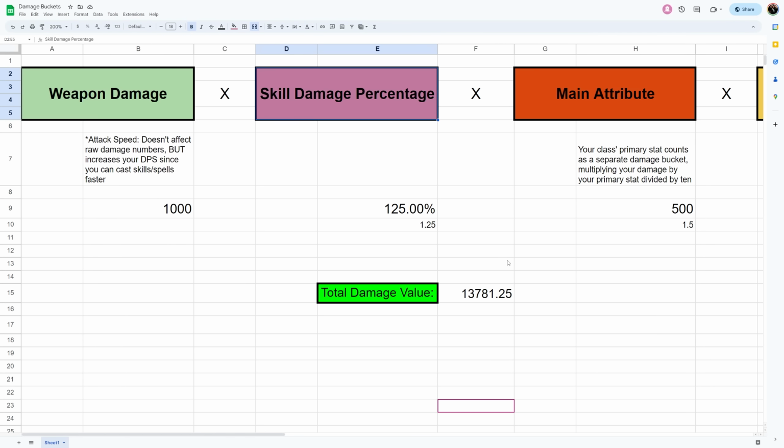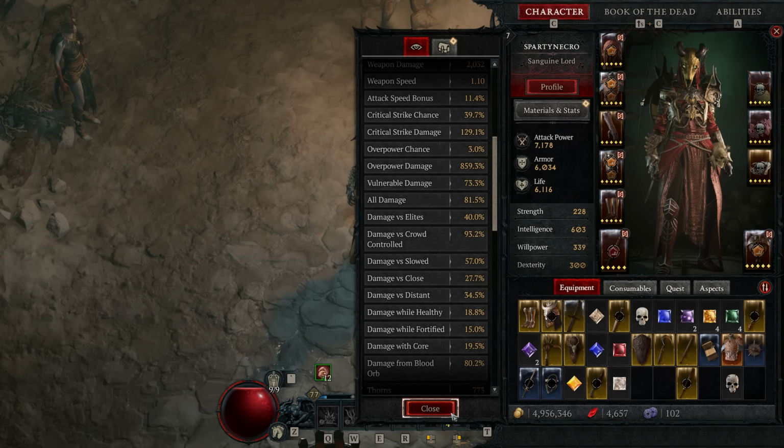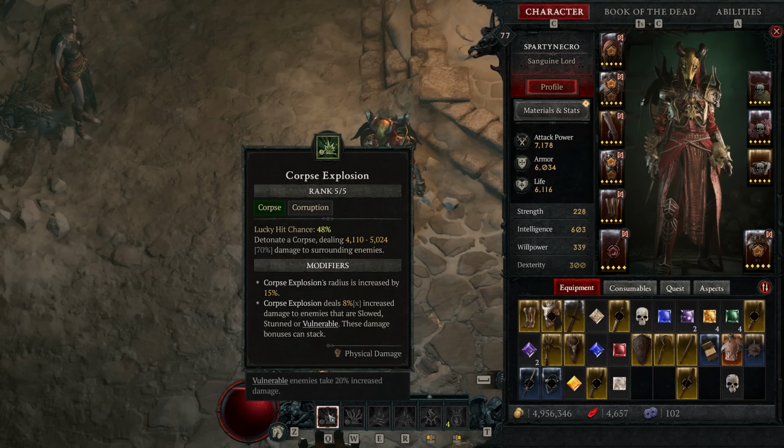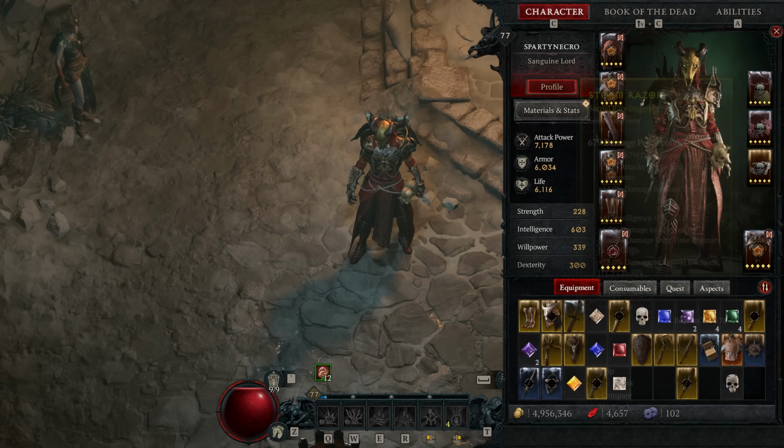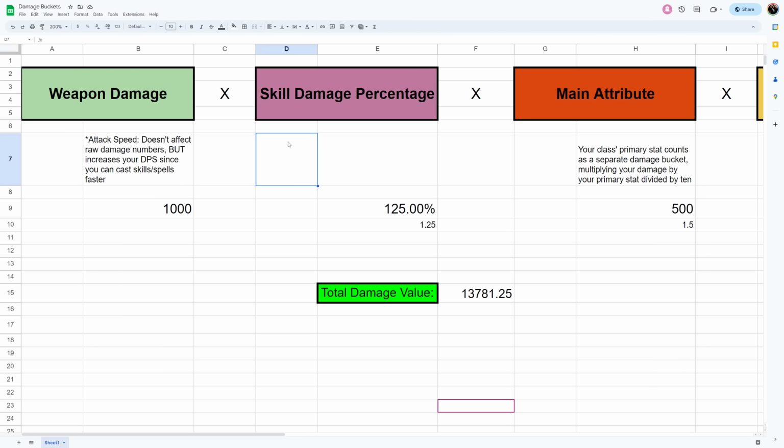Next up is your skill damage percentage. This is very easily acquired from the game itself. If I click back into the game, we can see that this simply says Corpse Explosion does 70% damage to surrounding enemies. It's whatever that value is. It is a static value that will be dependent upon ranks invested into a point or whatever. The game's just going to give you a number, and that's the number that's going into any portion of this calculator as you play around with it.